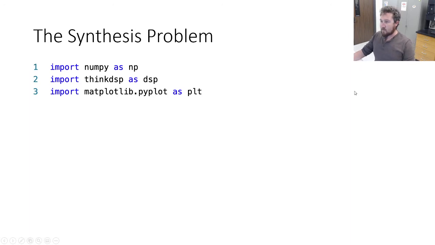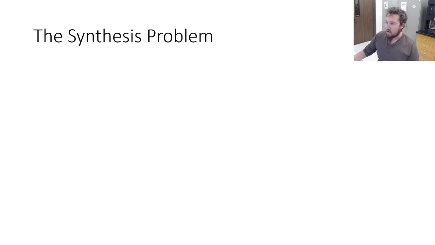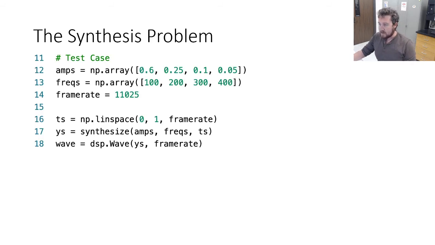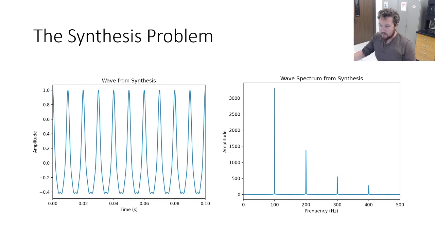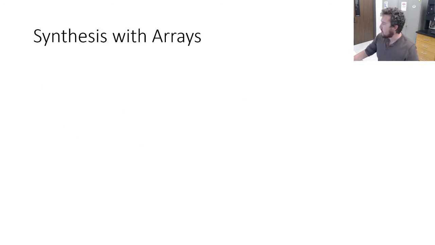All right, just to recap a little bit, I went ahead and included the code in the PowerPoint, but this is all the same stuff that we just looked at before. We got our test case, and we got our signals, right? We got our distorted wave signal there. We got our spectrum that's got 100, 200, 300, 400. And so on. So let's move forward and talk about synthesis with arrays directly.